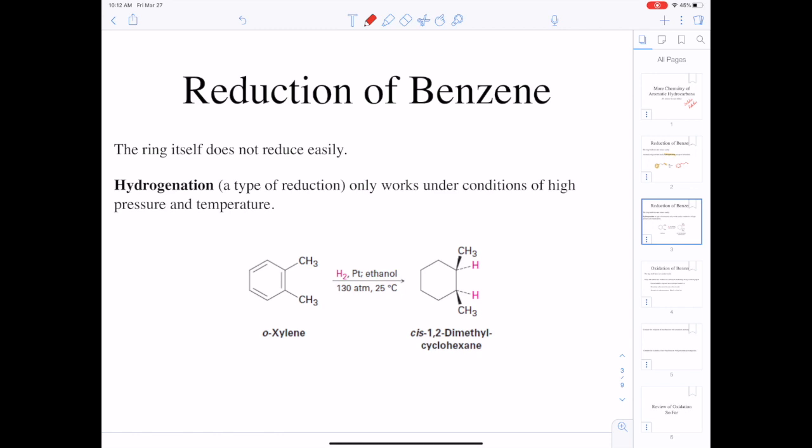If you want to reduce the aromatic ring by hydrogenation, you need more extreme conditions. So usually higher pressure and also temperature. Here in this case with orthoxylene, it seems to work at room temperature, but a very high pressure, 130 atmospheres. A lot of times you see also an elevated temperature to go with the pressure.